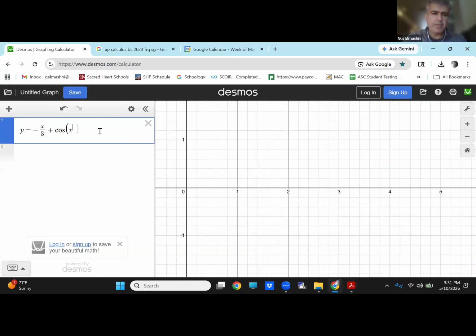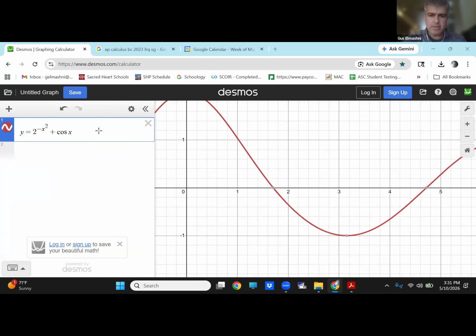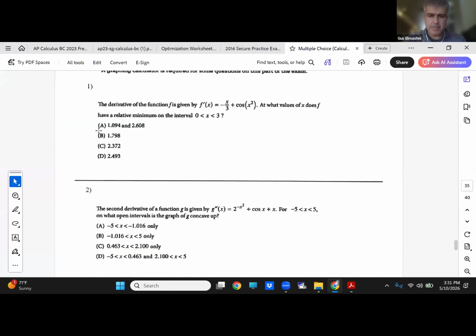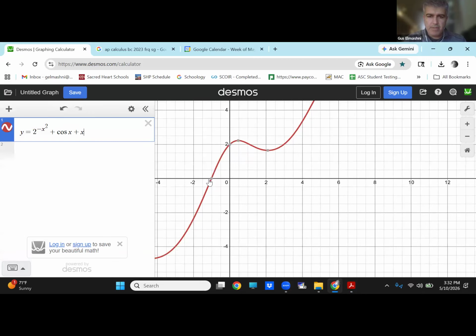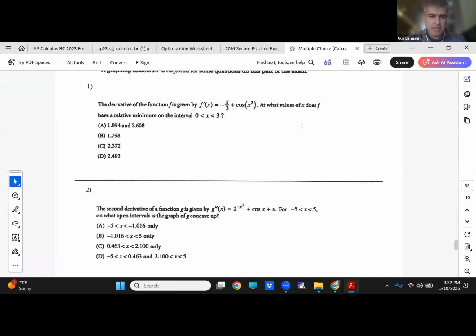2 negative plus cosine x plus x. If you want concave, you want to be above the x-axis. So definitely starting here and afterwards, it should be B, that one. So it should be C and B for 1 and 2.